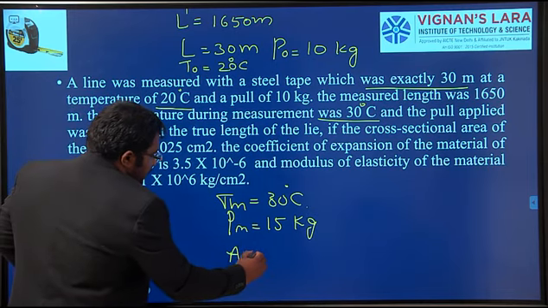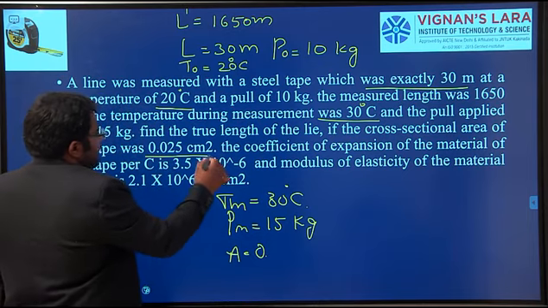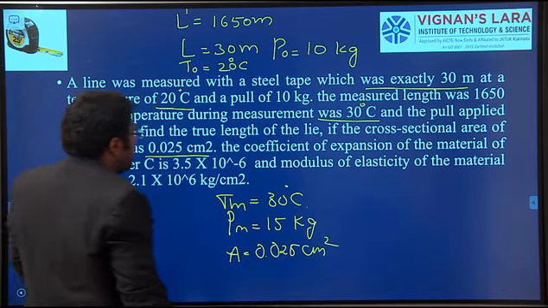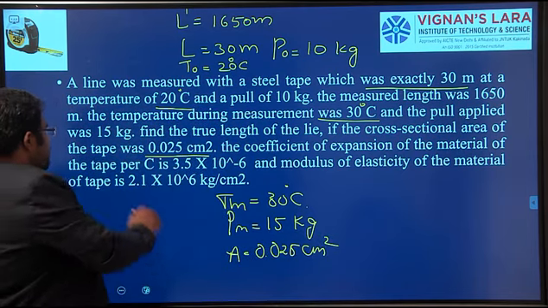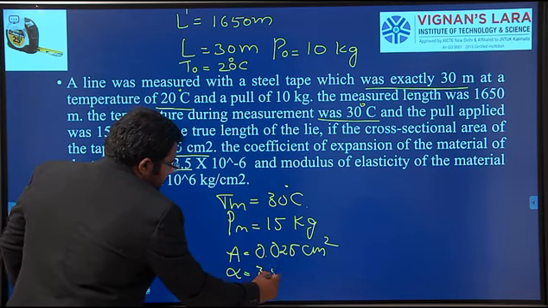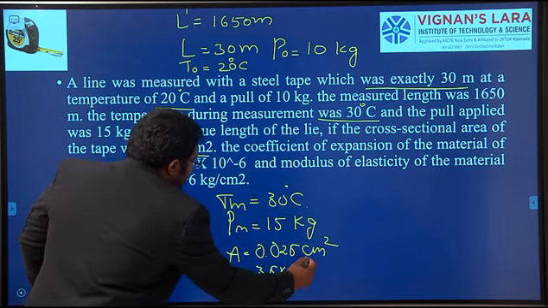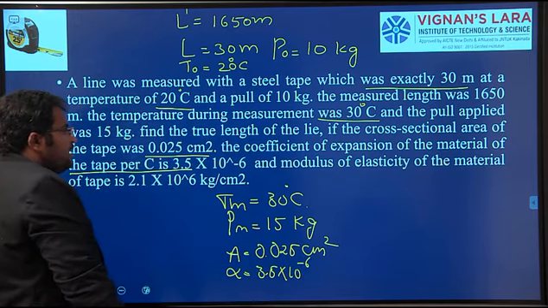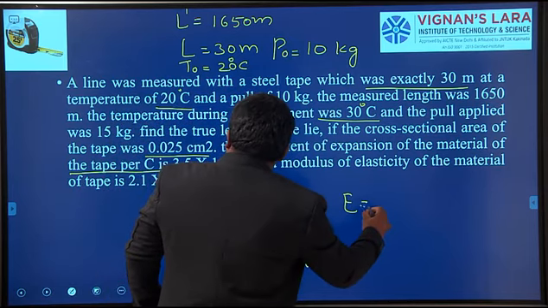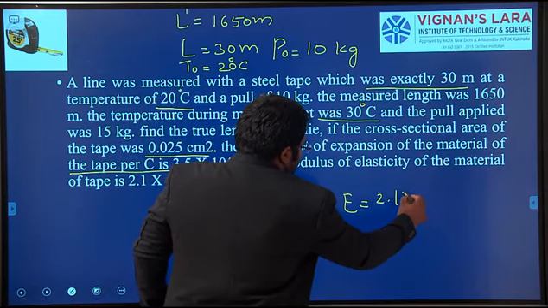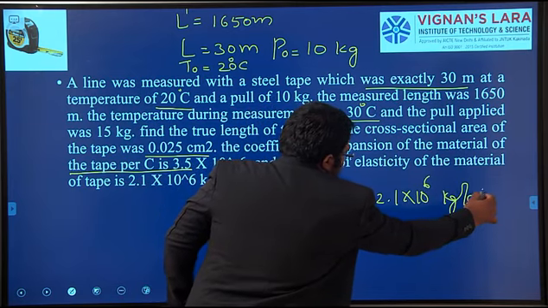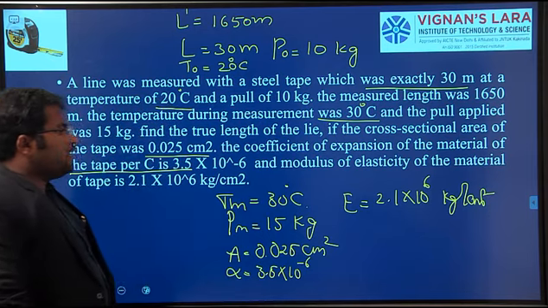Find the true length of the line if the cross section area of the tape, capital A, is 0.025 centimeter square. The coefficient of expansion of the tape, alpha, equals 3.5 into 10 power minus 6. The modulus of elasticity, capital E, equals 2.1 into 10 power 6 kg per centimeter square. This is the data given.